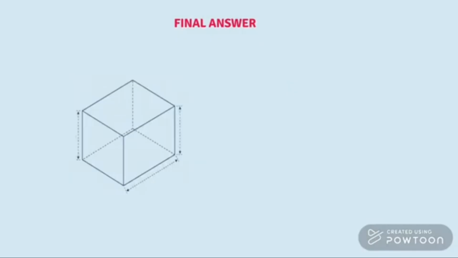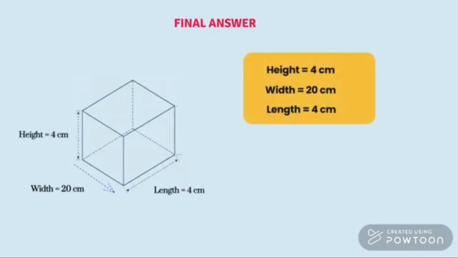Now let's calculate our optimal dimensions. Height equals 4 centimeters. Length equals 12 minus 2 times 4, which is 4 centimeters. Width equals 5 times 4, which is 20 centimeters. The maximum volume equals 4 times 4 times 20, which is 320 cubic centimeters. So by using differentiation, we found the perfect dimensions for our box.